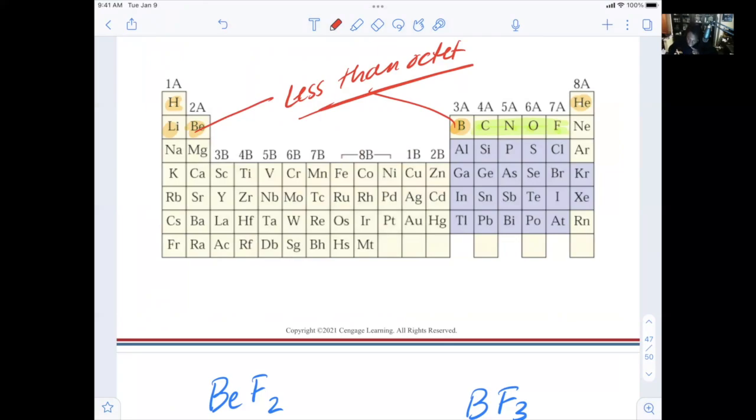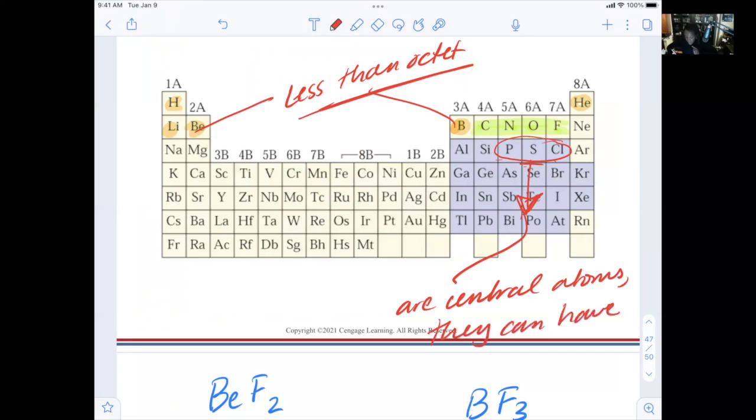Now, what about this one right here? If these elements here and below, so we see phosphorus, sulfur, chlorine, if these and below, going down, are central atoms, they can have expanded octet. Okay, so you want to be aware of that.